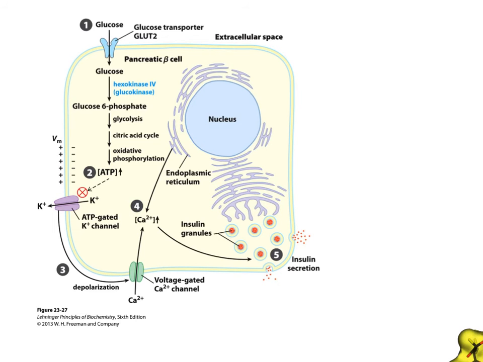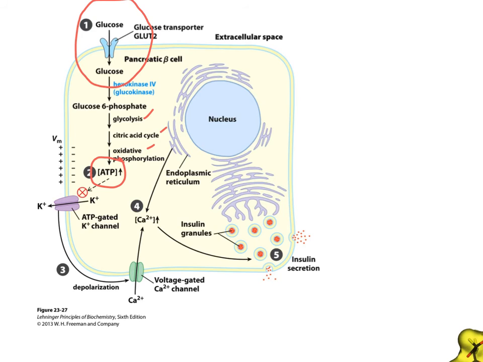So one last slide here to try to summarize most of what we've talked about, starting at the top with the transport of glucose across the cell membrane. In this example, the glucose is going down its concentration gradient. So this is an example of facilitated diffusion. We do not need any additional energy source. Once the glucose gets inside the cell, it can undergo glycolysis, the citric acid cycle, and oxidative phosphorylation, resulting in an increase in the concentration of ATP.